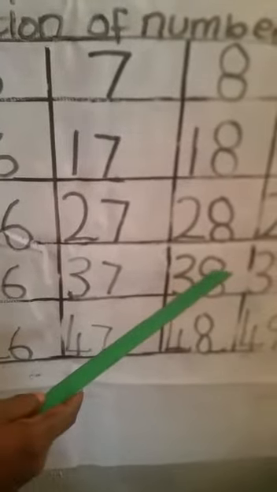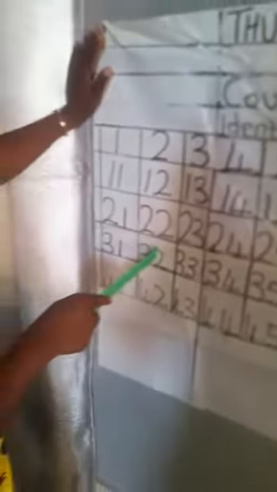What number is this? 16. What number is this? 27. What number is this? 38. What number is this? 46. What number is this? 32. We have done identifying our numbers.